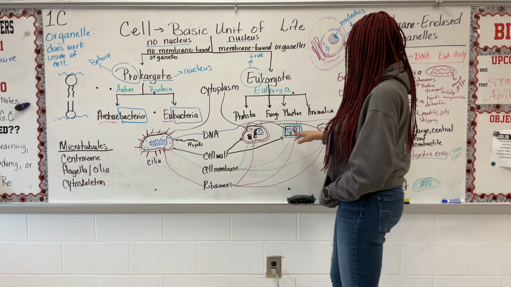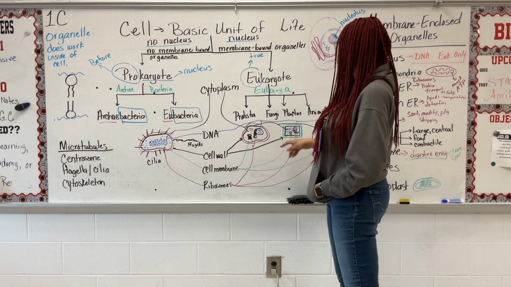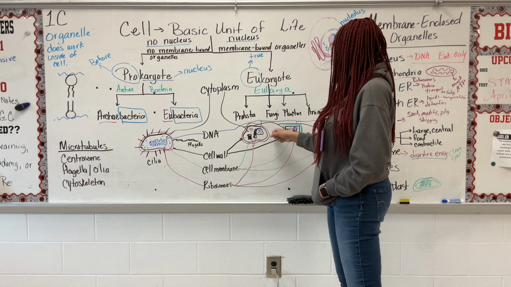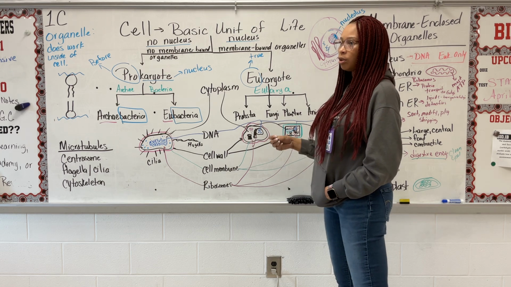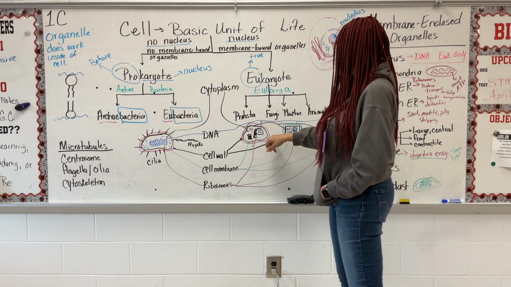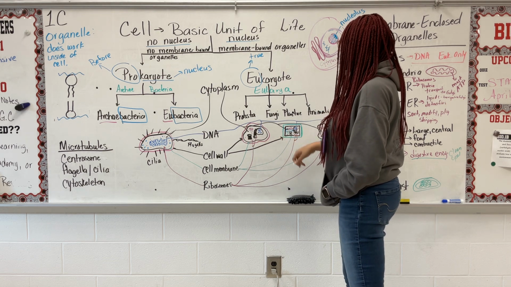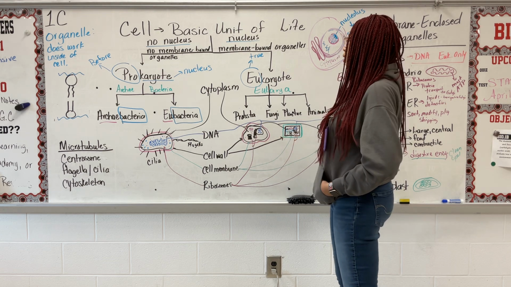Now, when it comes to plant cells and fungus cells, the way you can tell the difference is that plant cells will have chloroplasts and a large central vacuole. They both have cell walls, but the cell walls are made of different things. Inside of the fungal cell, the cell wall is made of chitin, and plant cell walls are made of cellulose.